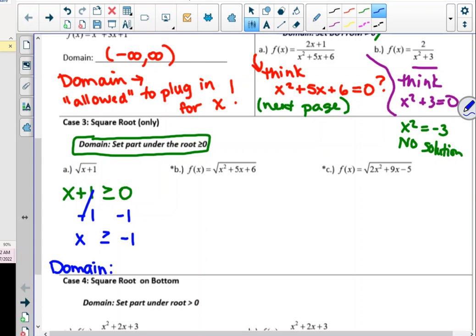So in domain terms, it's everything is good starting from -1 going up. So I can start from -1 and go up, and that's my domain. Everybody from -1 on. Not the whole number line, but the chunk of the number line that starts at -1 and goes to infinity.